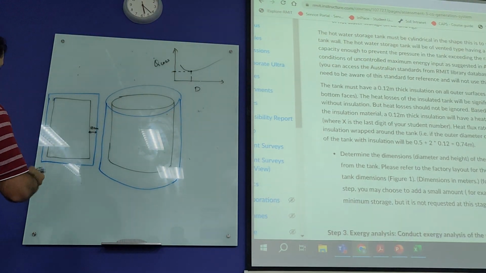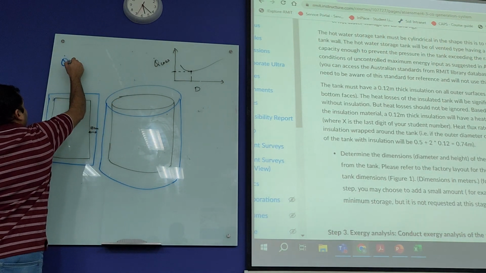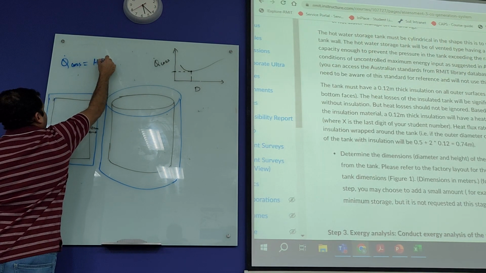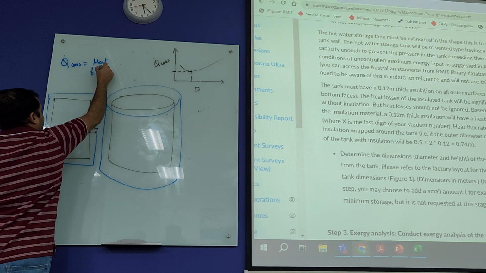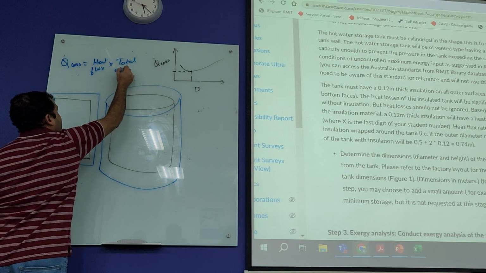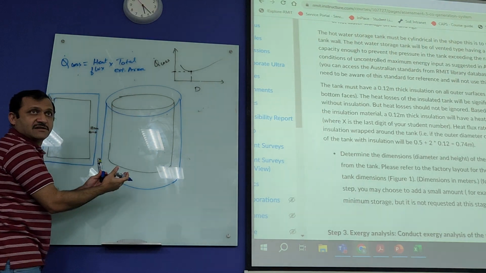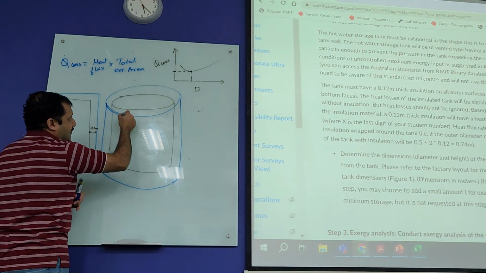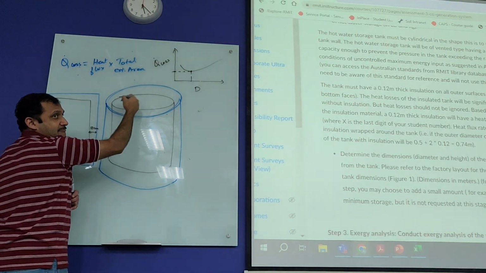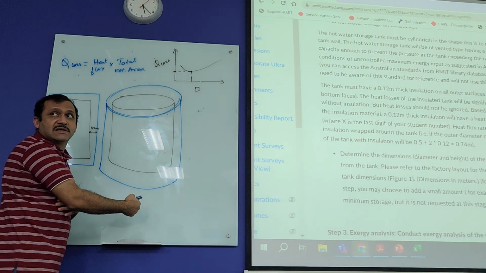Make sense? So, to find Q loss, you would need that heat flux based on your student number, and then you will need the total external surface area. So that will be circumference times height gives the cylindrical, and pi by 4 d square times 2 gives the two surface areas, top and bottom surface. Clear?